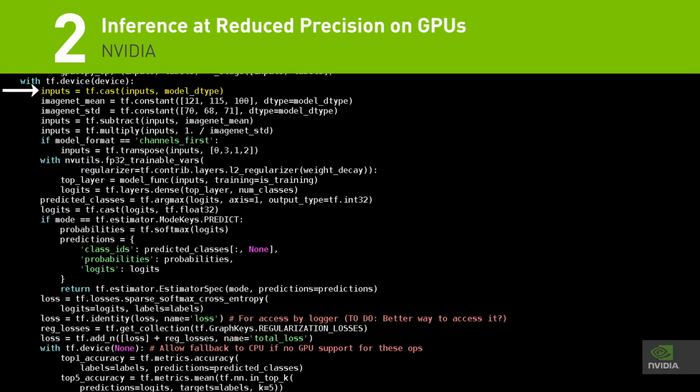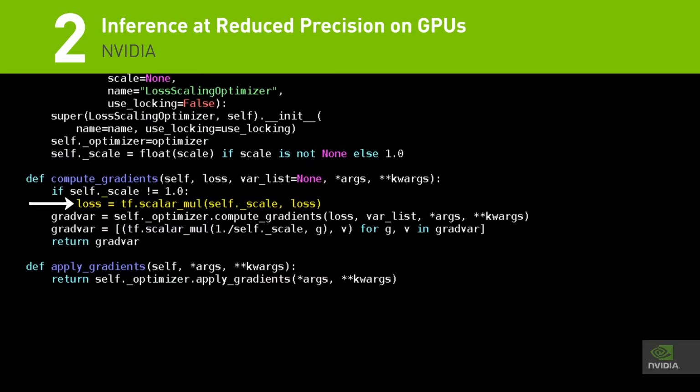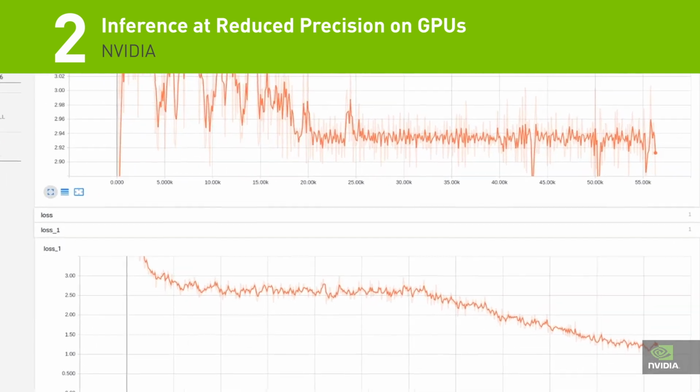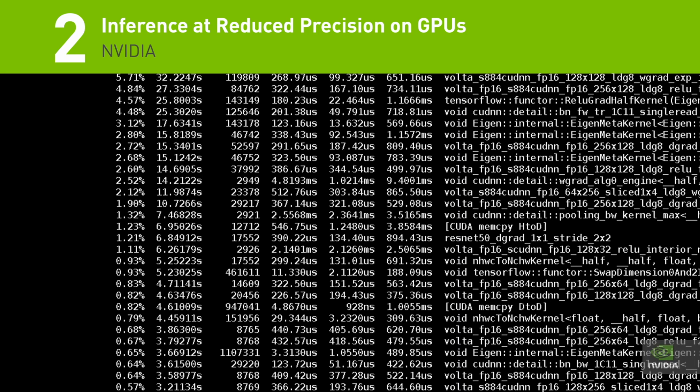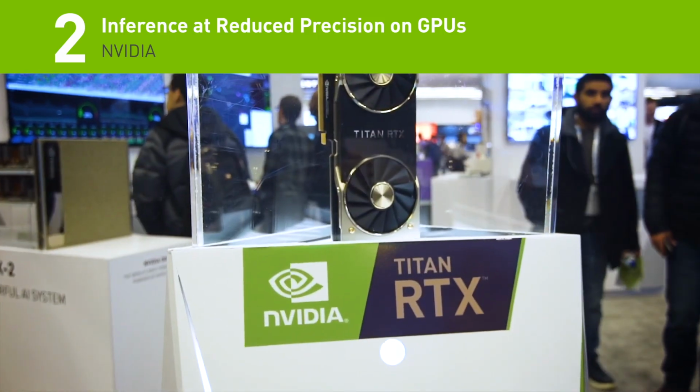Next, NVIDIA shares how inference can be run at lower precisions to reduce memory footprint and elapsed time for image and natural language processing tasks. You'll learn about both floating point and integer quantizations, targeting features in Volta and Turing GPUs.